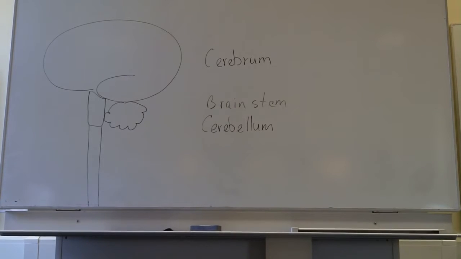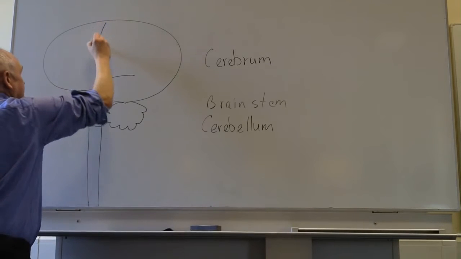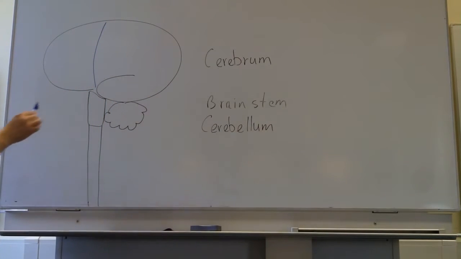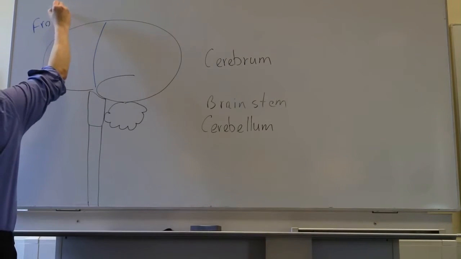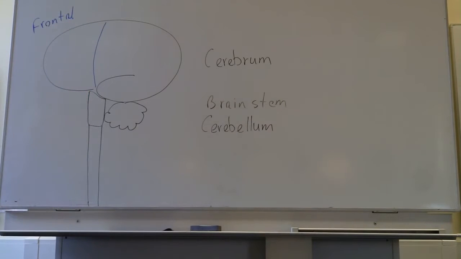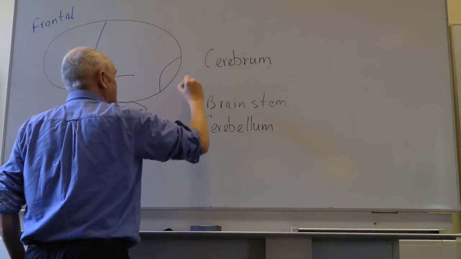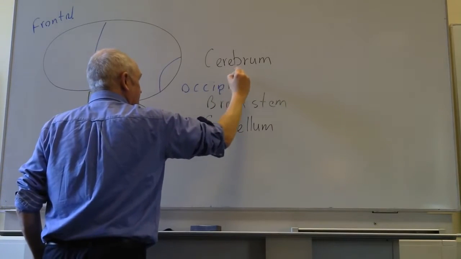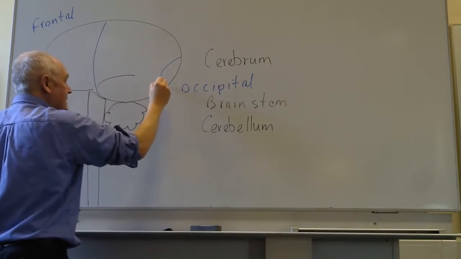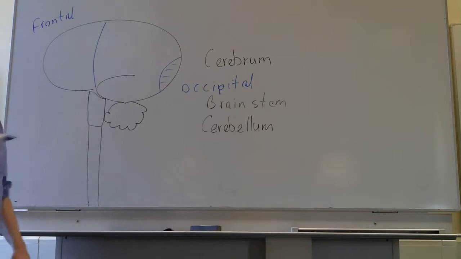Now, because the cerebrum's large, it's useful to divide it into individual lobes. So there's a large lobe at the front of the cerebrum, and that's called the frontal lobe. And then at the back, there's a smaller lobe, called the occipital lobe.